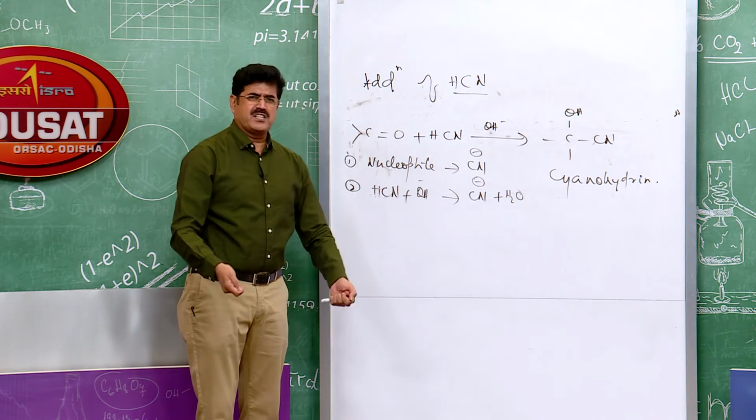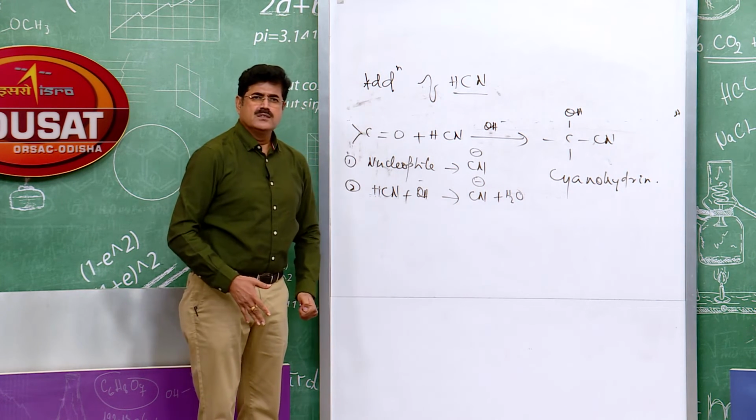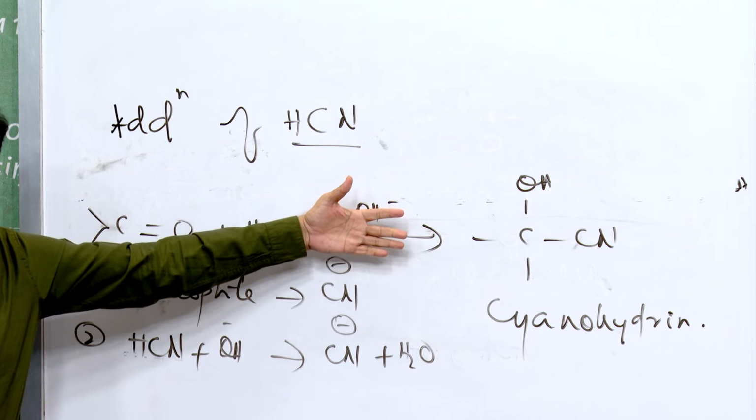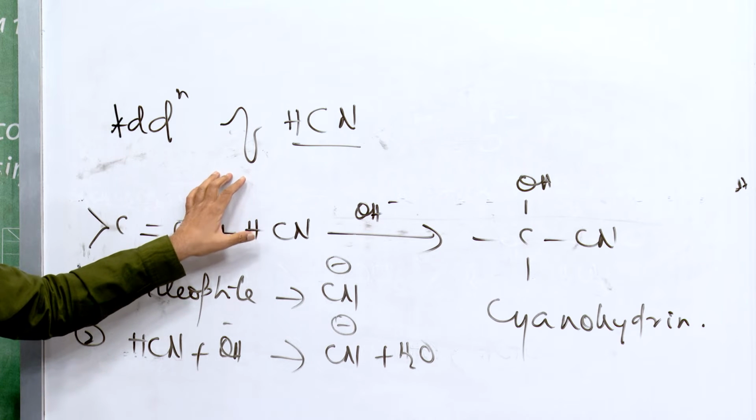It ionizes to a smaller extent. It can't ionize to a greater extent. The concentration of CN minus is too low. That is why the reaction is catalyzed by a base, a weakly basic medium. So, aldehydes and ketones, remember, unhindered ketones always.